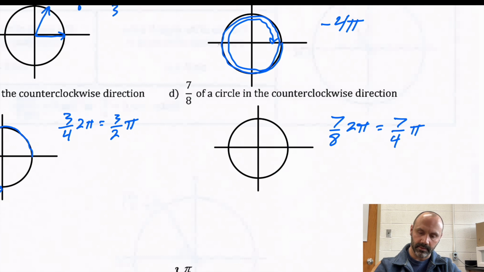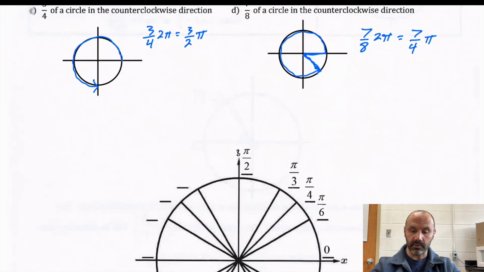7/8 is going to take me most of the way around to about right here. It's auto-correcting for me. Thank you, I appreciate that Notability, but it's not what I want. So it's here. Okay, positive 7/4 pi. Now this would be something like 315 degrees if it was in degrees. And so what we can do is we can fill this in.